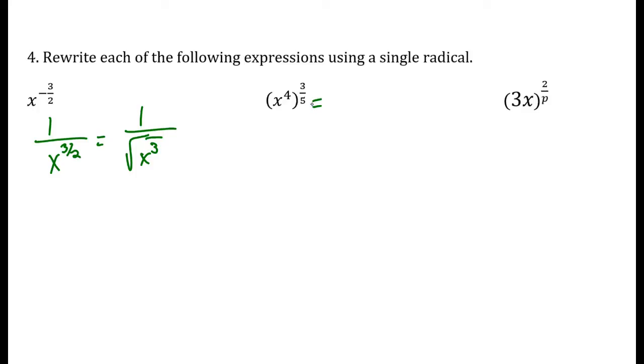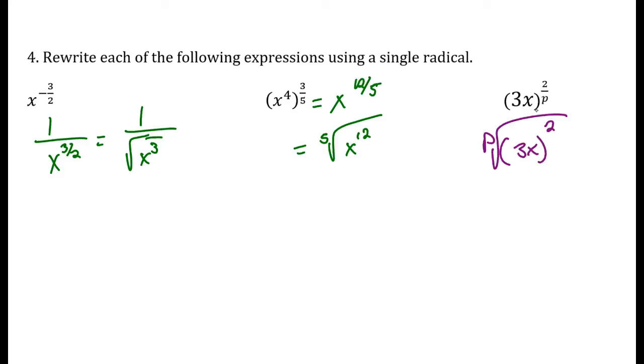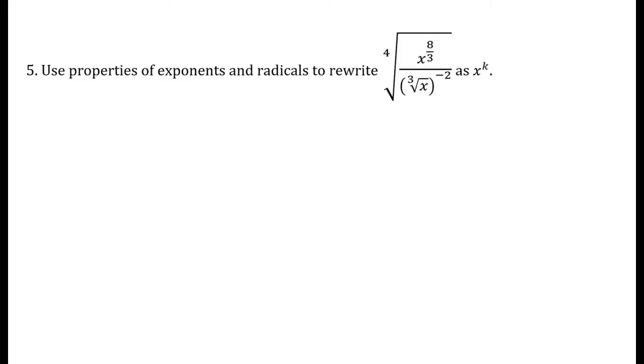I have a power to a power, so I can multiply them. I have x to the 12/5. Well, how can I rewrite x to the 12/5? The fifth root of x to the 12th. Next, 3x to the 2 over p. Well, power over root. I'm raising the whole 3x here. So 3x is going inside, power over the pth root, because p is the type of root I'm taking, and I'm going to need that squared. So knowing power over root is beyond essential.